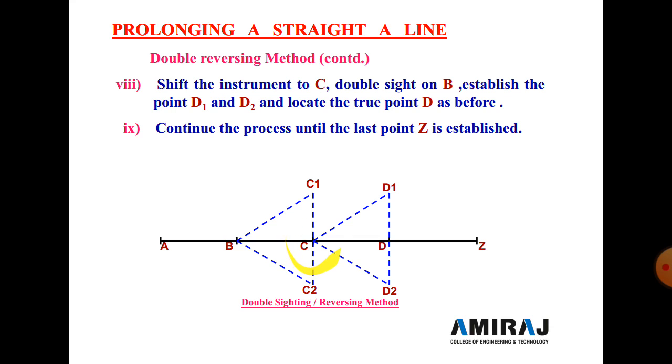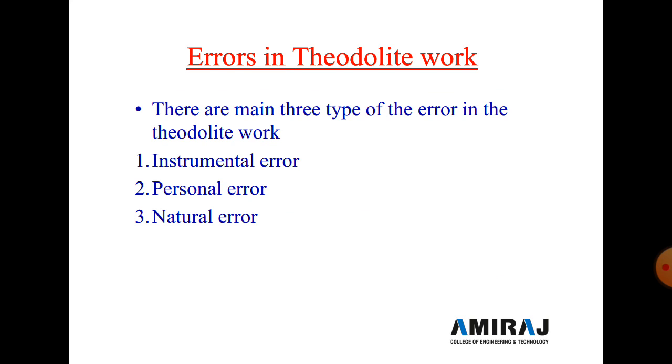Then shift the instrument to the C point with backsight on B, and the upper and lower clamp screws are fixed. Then rotate the telescope in the vertical direction and we get the point D1, and then horizontally we get the point D2, and the midpoint of D1 and D2 is the capital D. This procedure continues up to the Z point, and we prolong or extend the line up to the end point.